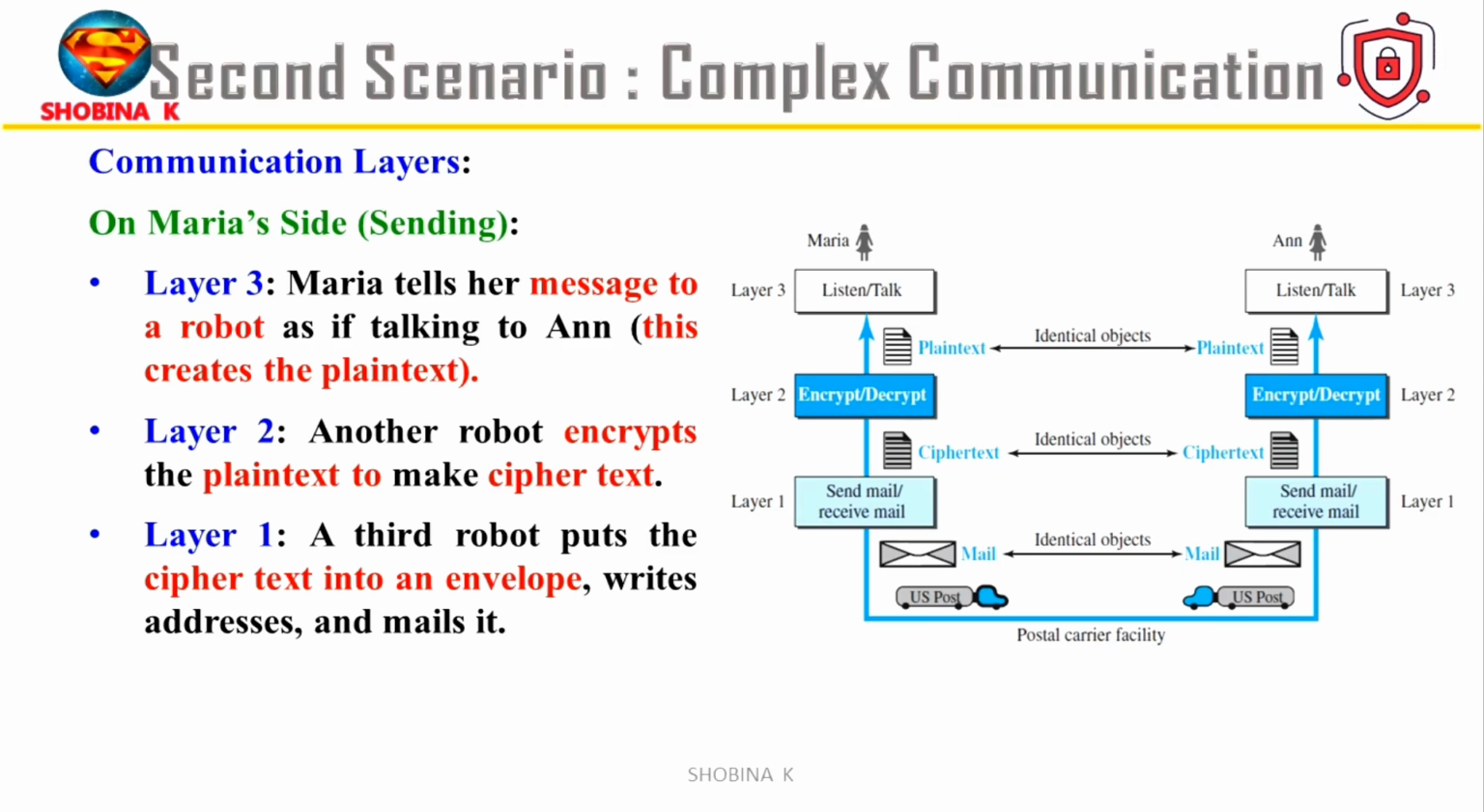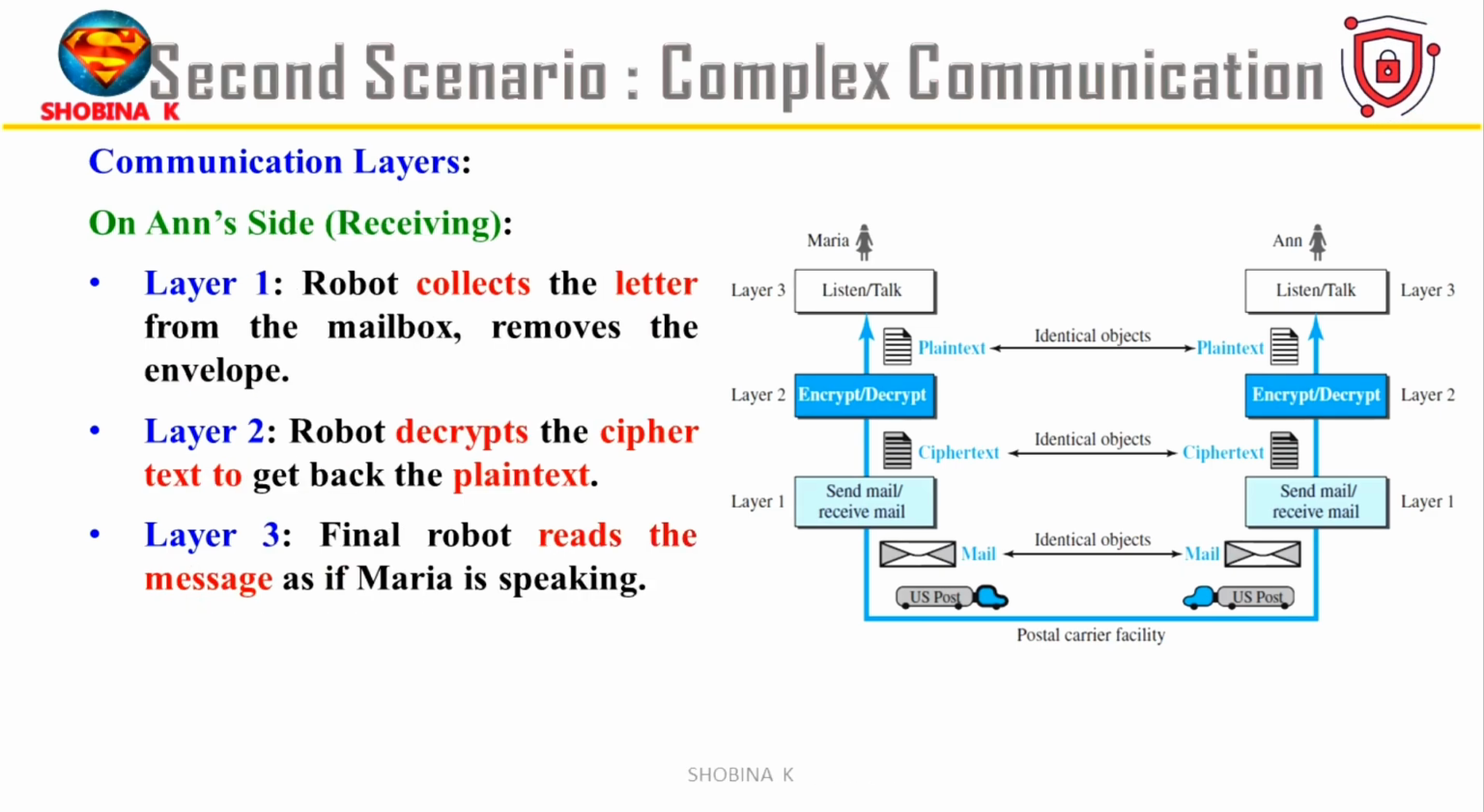sends it by mail. Now at receiver side, that is from Anne's side, the 1st layer machine picks up the letter from Anne's mailbox.